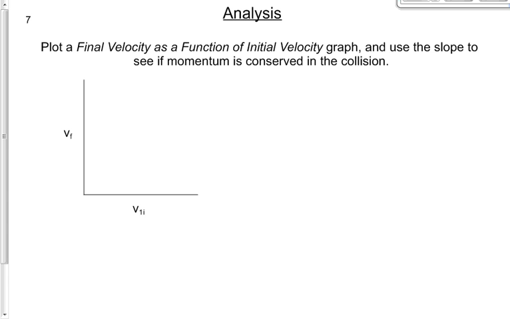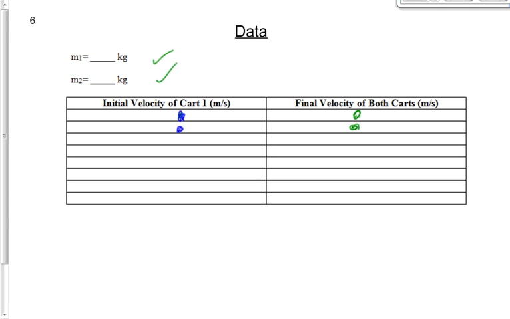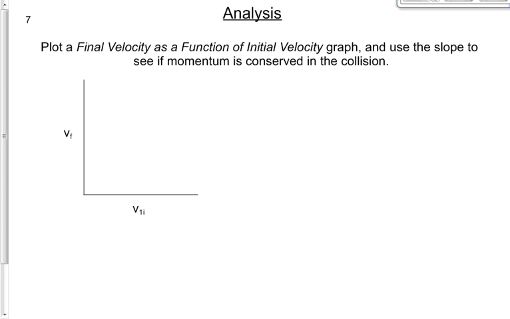The first 20 graphs are going to be position versus time for initial and final for each trial to get your initial and final velocities. Once you have all of your initial and final velocities in your data table, then you're going to plot a graph of final velocity versus initial velocity. And that graph should look like this. It should be a straight line.